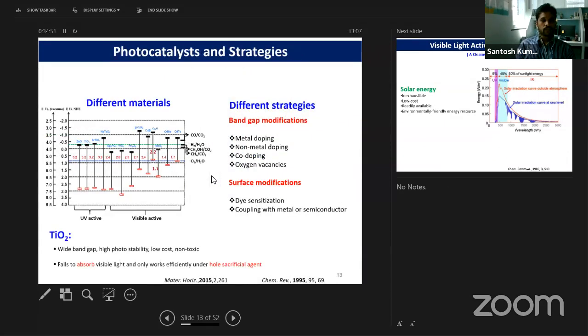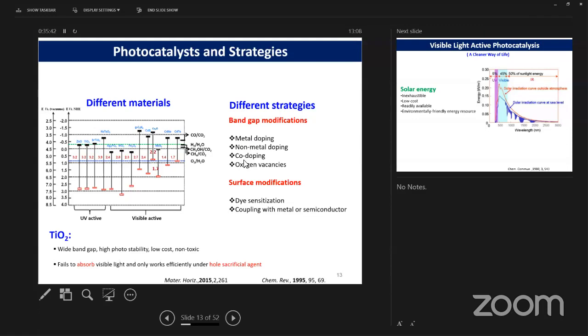If I go back, one of the well-used photocatalyst materials is TiO2. It has a high photostability. It's very low cost, non-toxic. It's fantastic, but the problem is it only absorbs UV light. It doesn't absorb visible light. So to improve the performance, several strategies have been applied. Some of them I listed here, like metal doping. When you dope with a metal, you have another level just below the conduction band, so that reduces the band gap energy, so then it can absorb visible light.